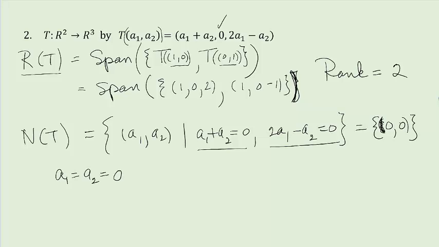So we have the trivial null space, and we know that the set containing just the 0 vector has dimension 0. Oh, excuse me, that's not rank. Nullity. The nullity is equal to 0.